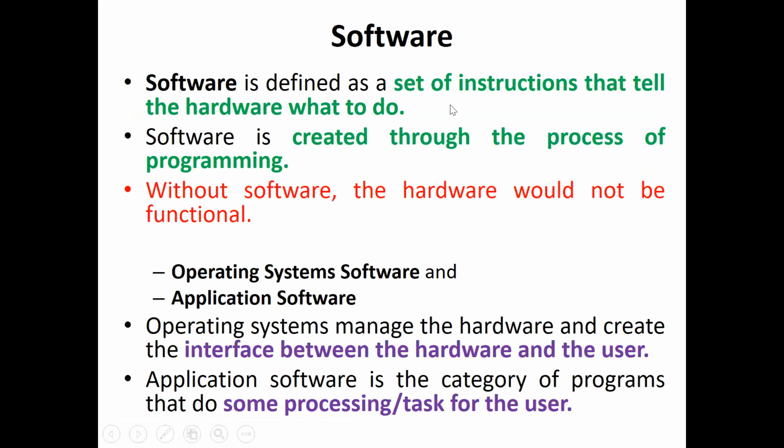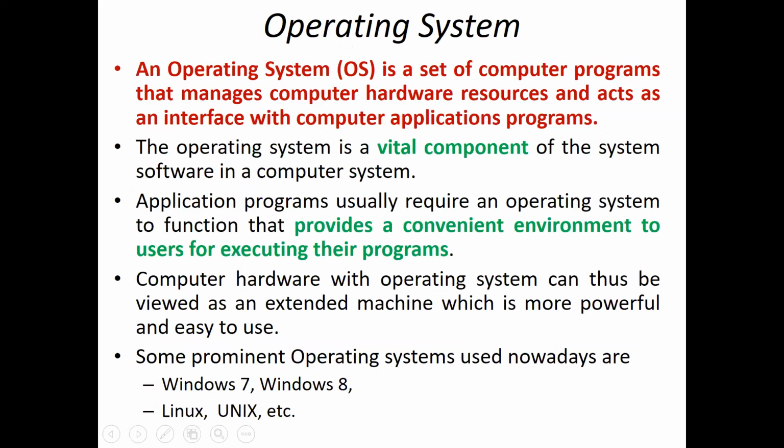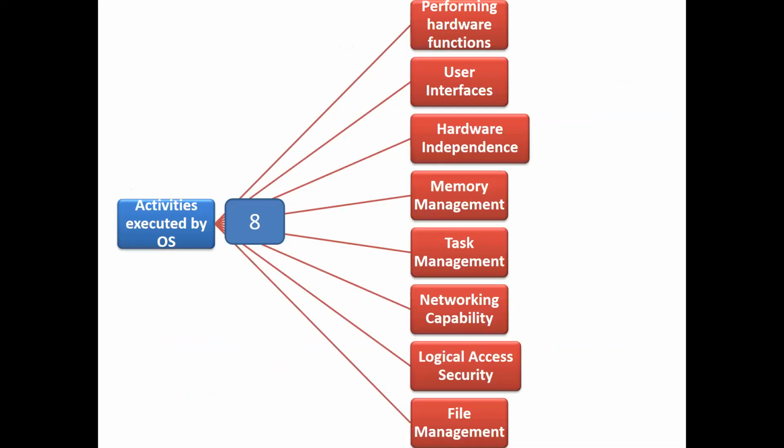As I said earlier, software is a set of instructions that tell the hardware what to do. Operating system is a set of computer programs that manages the computer hardware resources and acts as the interface between the computer user and the programs. So this is a little important. Activities carried out or executed by the operating system: number one, separate hardware functions; number two, user interfaces. Hardware functions, all of you know, therefore I'm not repeating it.